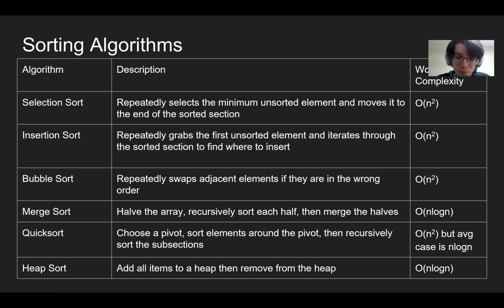So yeah, choose a pivot, sort the elements around the pivot, and then recursively sort the sections. And heap sort is just add all the elements to the heap, remove them from the heap, and it's n log n.